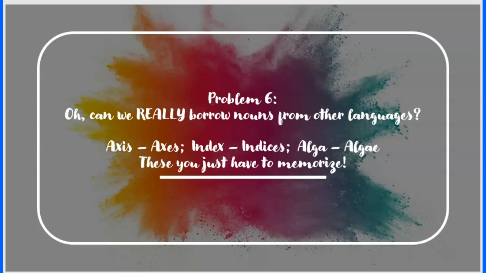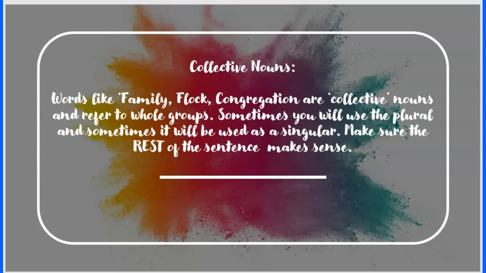So I would write it on an index card and or have it in your notes so that you remember those spellings. You just have to memorize these. There's not a rule to be able to remember. You just have to memorize them. All right, and then there's this whole other category called collective nouns. So if you have something like family or flock, congregation, they are collective nouns, and they could be referring to sort of a singular mindset or a plural mindset.